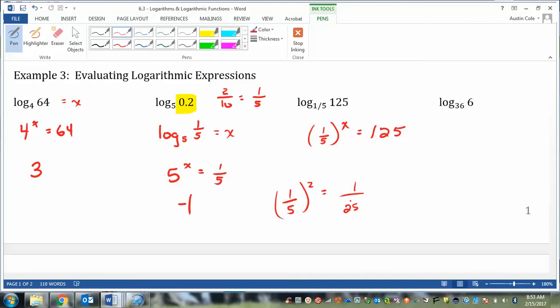So how do I get to 125? 5 to what power is 125? Negative 3. Guys, negative 3. We've got to know our cubes. 125 is a perfect cube. 5 times 5 times 5 is 125. So our exponent here, in order to flip it, is going to be negative 3.